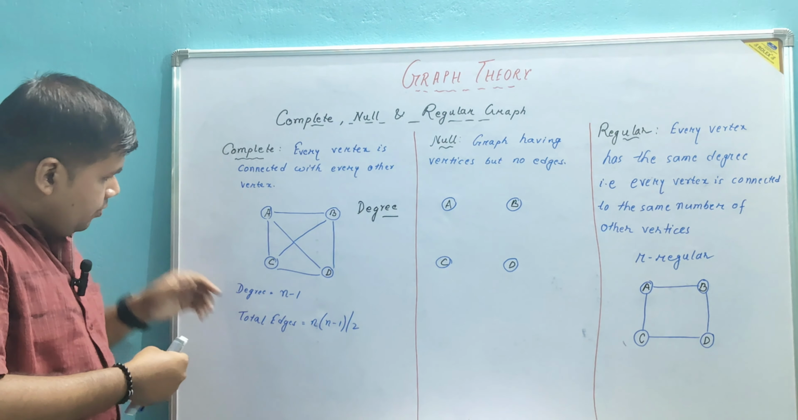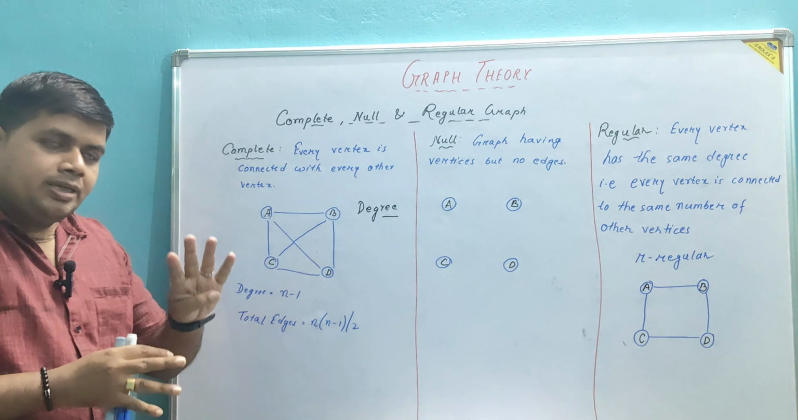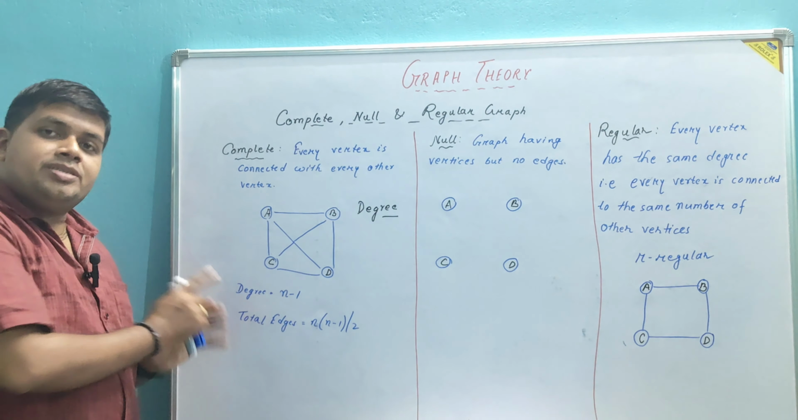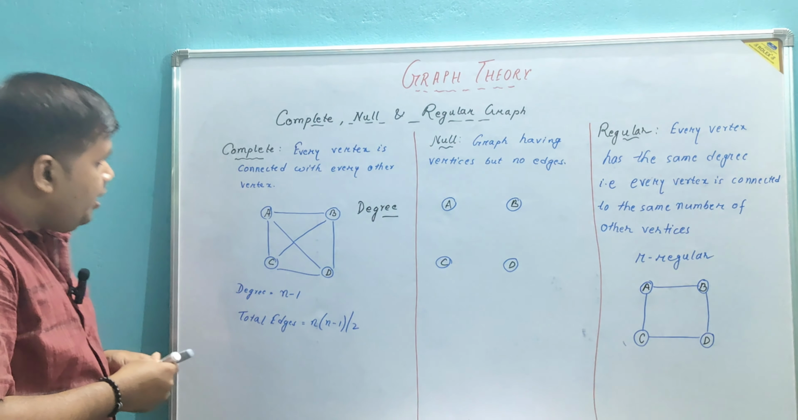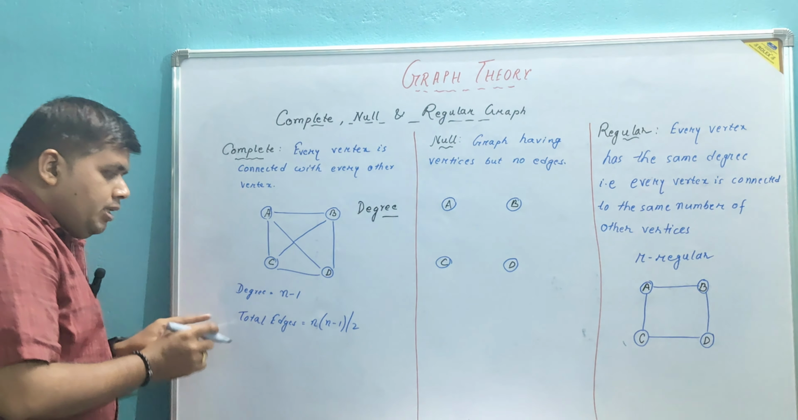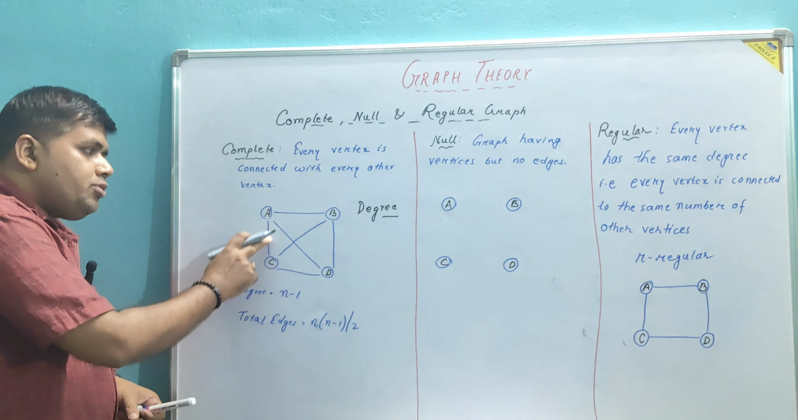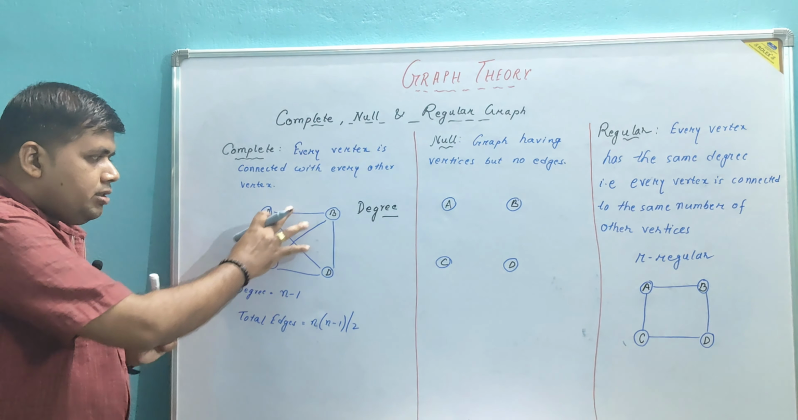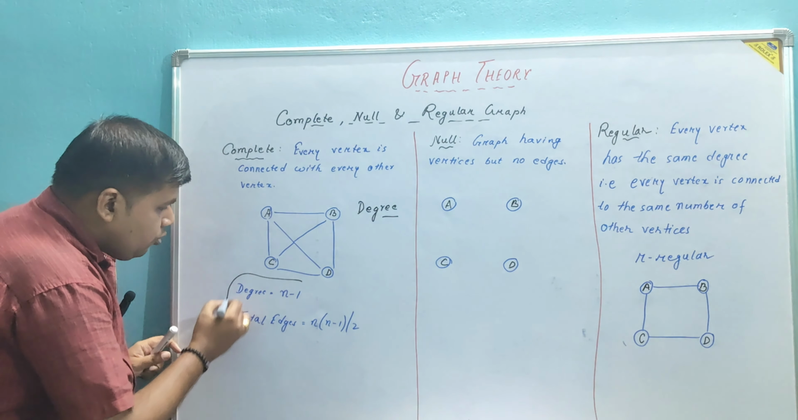So here we observe, how many vertices are there? There are 4 vertices. So what will be the degree of all the vertices? The degree of all the vertices will be the same and it will be n minus 1. So degree of a complete graph is n minus 1. And the total number of edges that will be required, total edges means A is having 3 edges, B is having 3 edges, like that. If you count the total number of edges, 6 edges are there. So total number of edges is n into n minus 1 by 2.